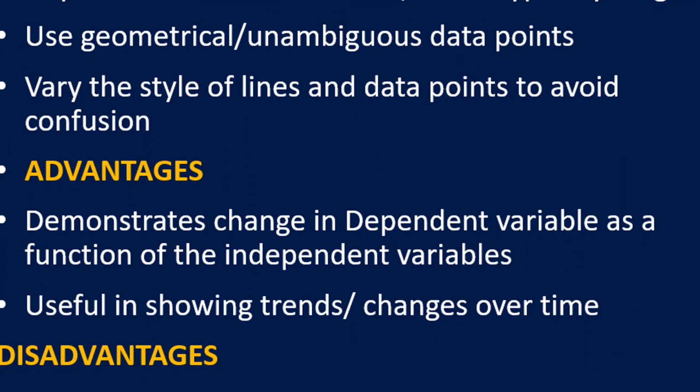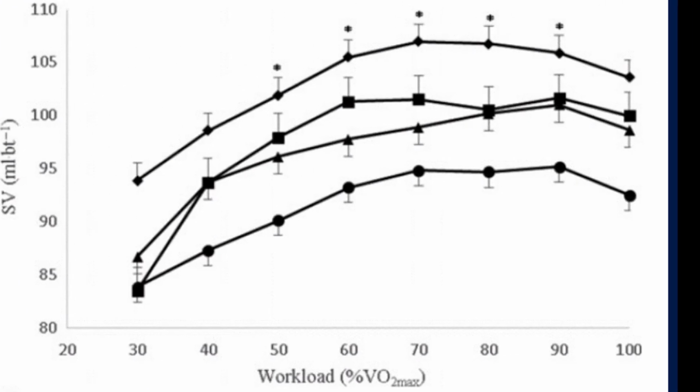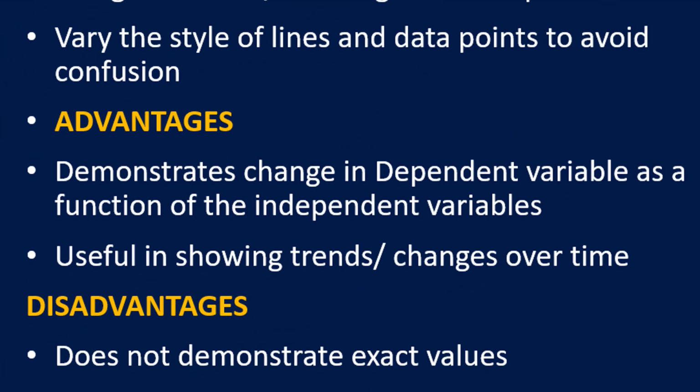So why would you use these? Well, it's about showing changes in your dependent variable as a function of the independent variable. So in this case, how did our stroke volume change? We've actually got it in 4 different conditions of the menstrual cycle here, but how did it change in response to the independent variable, which is the percentage of VO2 max. But you can see how that wouldn't work as a bar graph, because that is not the appropriate way to show that information. It's a time-based, in this example, or a workload-based response. So it is really useful to use line graphs when you're showing trends or changes over time, and you can see that in the second graph.